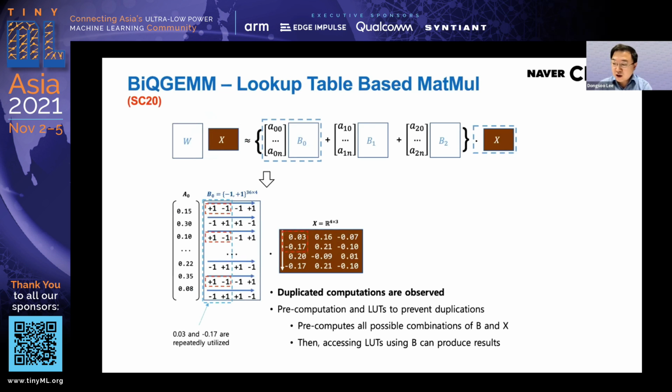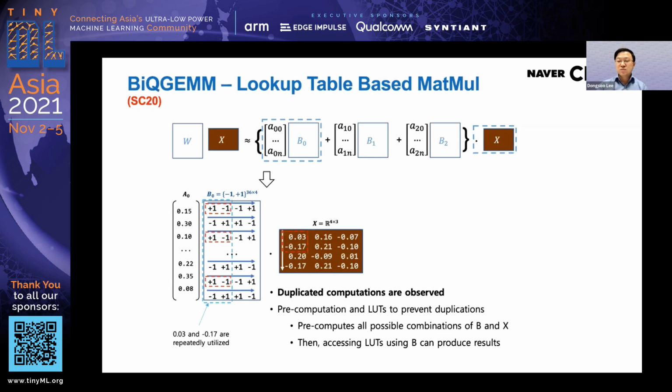Our work is based on the observation that a lot of computations are actually redundant when BCQ is adopted. For example, in this figure here, when we perform a dot product for each row, many computations are duplicated. For 0.03 and minus 0.17 in this rectangular box in X, the same binary values are multiplied, and more such redundant computation will appear as we have a larger number of rows in a binary matrix. That usually happens as a model is scaled.